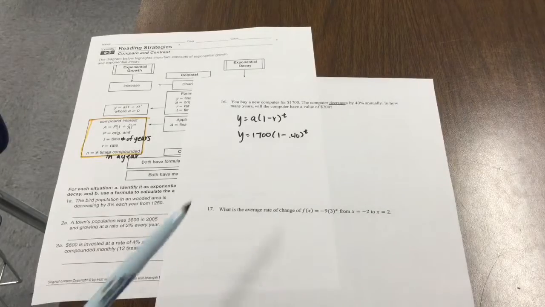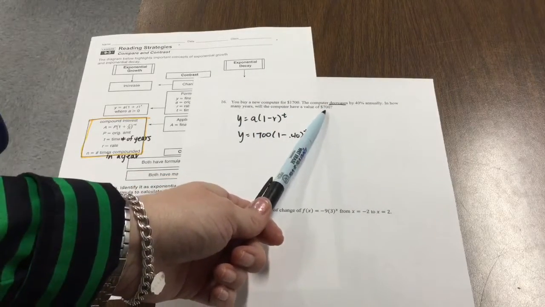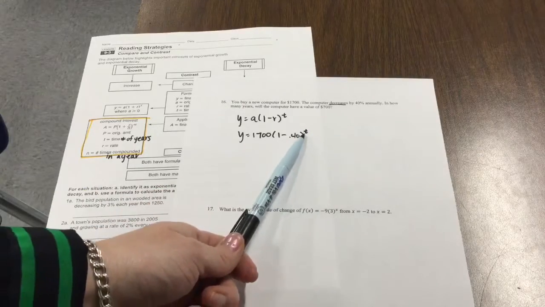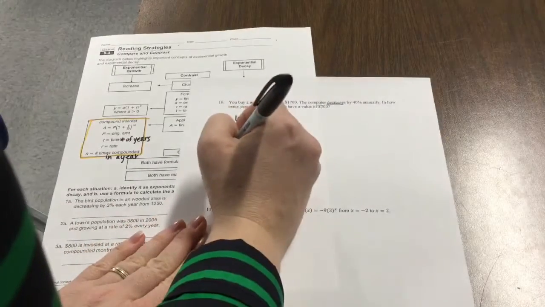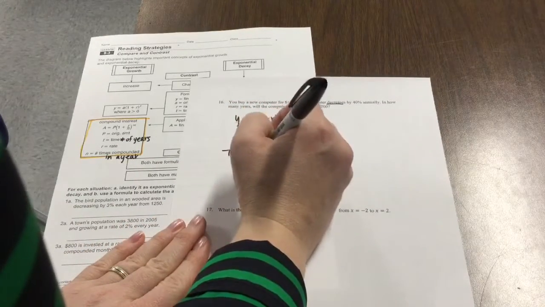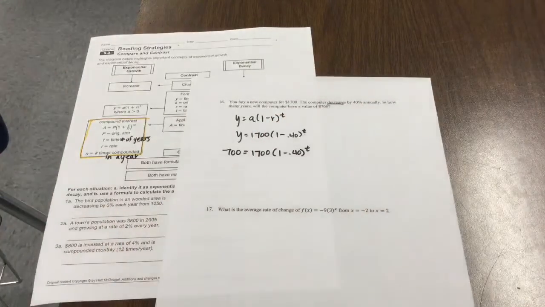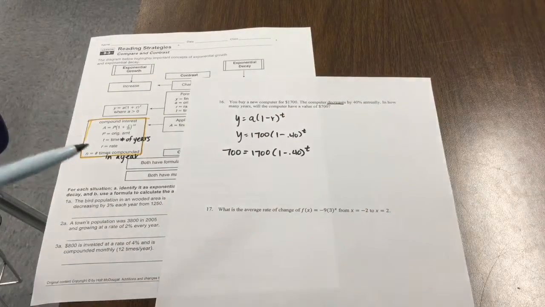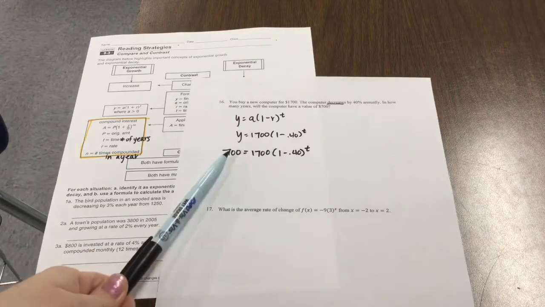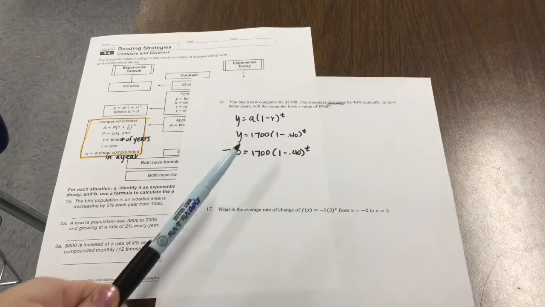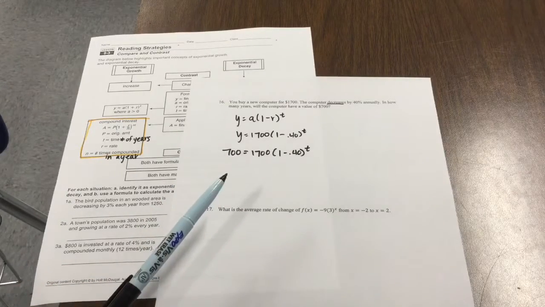Now, in this scenario, they want to know when the computer will have a value of $700. $700 is not a measurement of time, it's actually your amount. So what you're solving for this problem actually looks like this. Now, when we've had growth and decay problems where we're looking for where the y value equals a certain amount, what we've done is we've used the table function in the calculator.